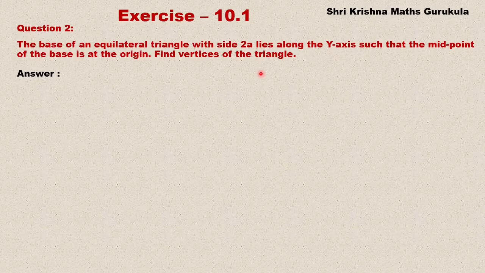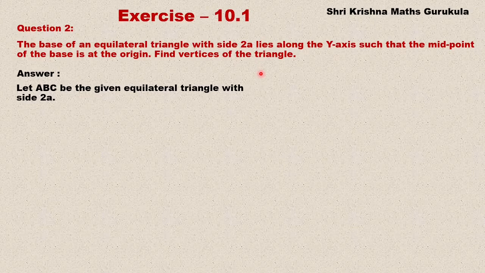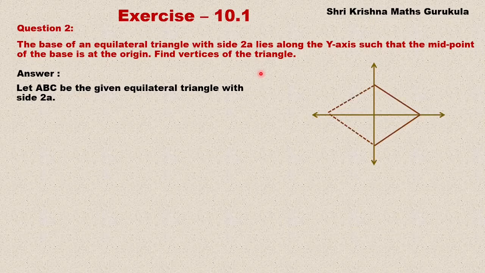That is, it is an equilateral triangle whose sides are of length 2a, the base is along the y-axis, and the midpoint of the base is at the origin. These are the data given. So we are considering the triangle ABC with side 2a in the rectangular coordinate system. This is the triangle that we are going to consider. It will be like this: the base is along the y-axis, and the midpoint of the base coincides with the origin. This is as per the data.